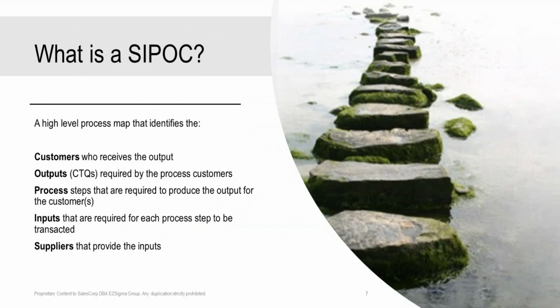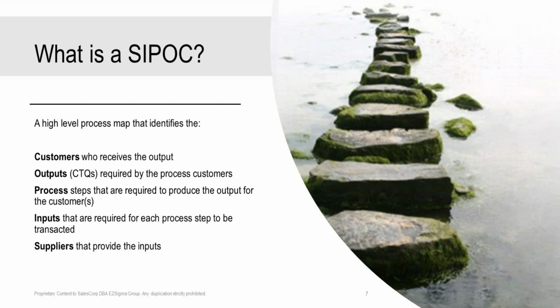So what is this SIPOC? It's a high-level process map that identifies the customer, so who receives the output, and that customer at each stage along the way of the process. You've got the final external customer, or the process could end in a final internal customer, but you have all the internal customers throughout the process who are receiving things, and then they become a supplier to the next step in the process. So you've got the customers and the suppliers, you've got the outputs. What are the outputs that they're creating that then go to the next step in the process, or ultimately to the end customer?